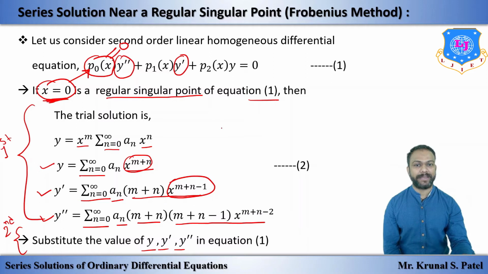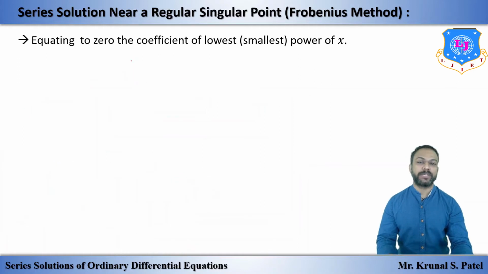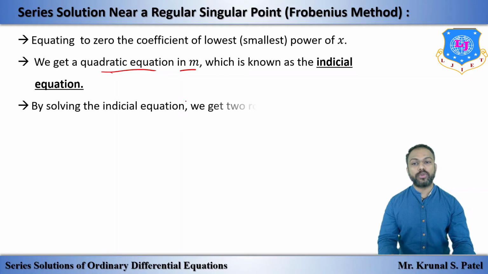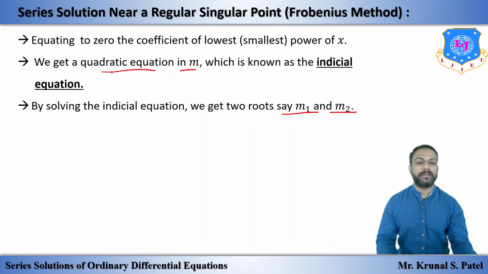But in Frobenius method, we first equate to 0 the coefficient of the smallest power of x, that means the lowest power of x. Then from that we can find the indicial equation, which is a quadratic equation in m, known as the indicial equation, and from the roots of this indicial equation we can decide the case. Okay, so case 1 we have already seen in the previous lecture.